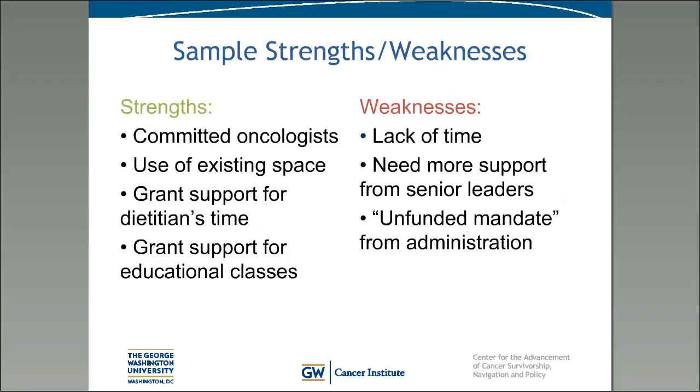So here are some example strengths and weaknesses. So for strengths, maybe you have committed oncologists. And maybe you have existing space for your program, so that's not an issue. And maybe you have some grant support that would fund some dietitian's time and some educational classes. But on the other hand, everybody's really busy, so maybe there's not enough time for people to help support this program. And even though the oncologists are committed, maybe senior leadership isn't committed, and maybe there needs to be more support. Or maybe there's a feeling that there's an unfunded mandate from administration that you're required to implement some new program or service, but there's no funding to help you do that. Those are all important things to think about as you're conducting a needs assessment.